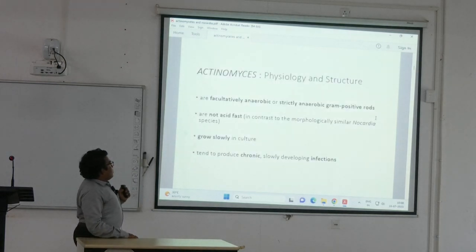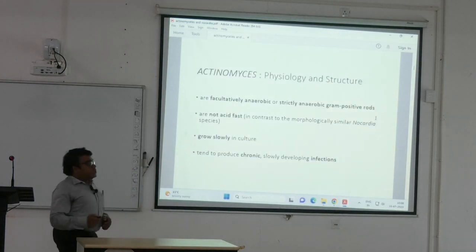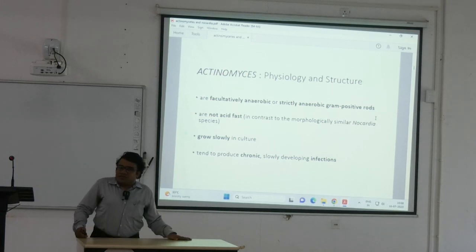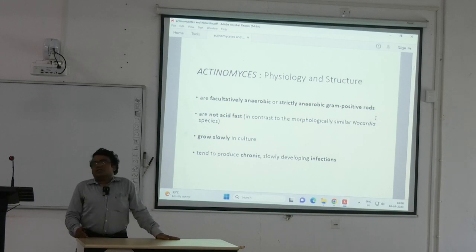Now, coming to actinomyces, as you can see, the name has two parts, actino and myces. Obviously, myces refers to fungus. So, obviously, you would be curious about why this particular bacteria has a myces name in it.